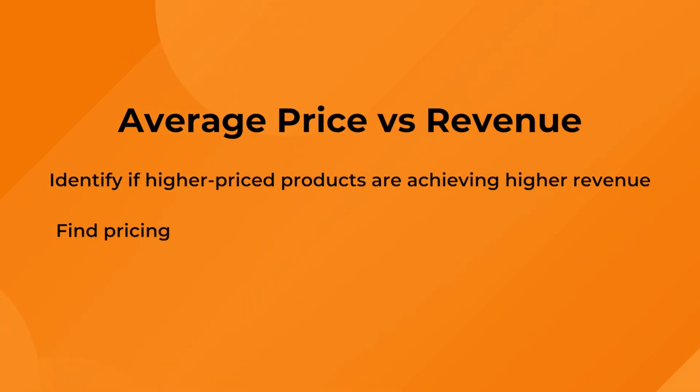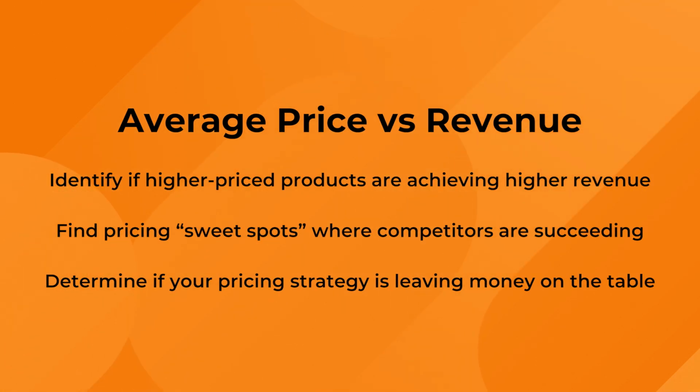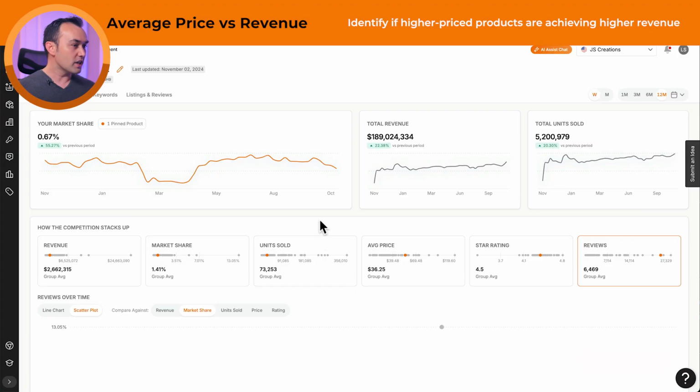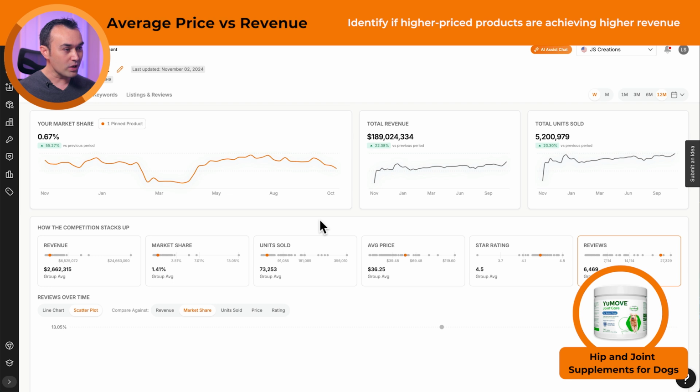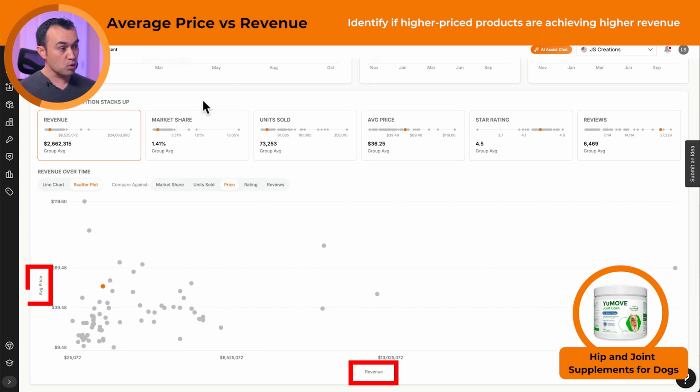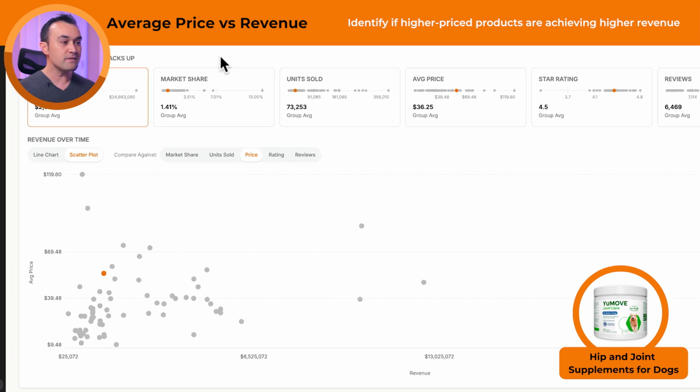So let's start with average price versus revenue. This comparison helps us understand if charging more actually leads to earning more, something that every seller wants to know. So here's an example from hip and joint supplements for dogs. With revenue on the x-axis and average price on the y-axis, we're looking here for patterns.